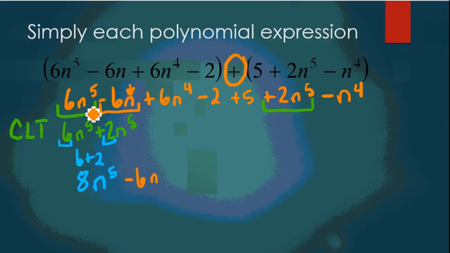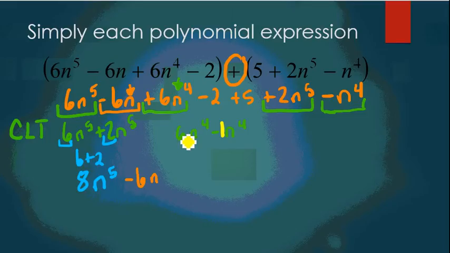Okay, now we're going to look for pairs that match with plus 6n to the 4th. So we're looking at n to the 4th, and here's another n to the 4th right here. So that is like saying 6n to the 4th minus n to the 4th. And what you have to remember is that you can put a 1 right here. So you have 6 minus 1.